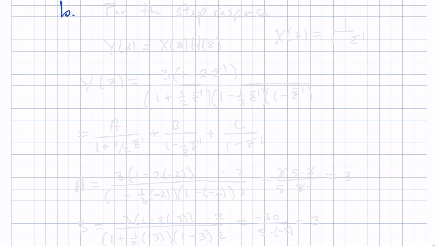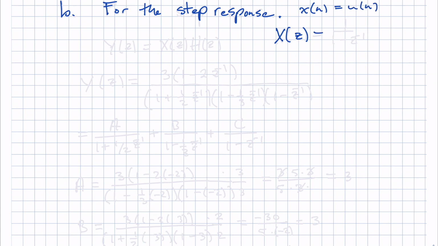Okay, in part B, we are looking for the step response. So for the step response, we take the z transform of x of n. X of n is a unit step, so the z transform is 1 over 1 minus z to the minus 1. We had derived that in class, and hopefully you can remember that, or at least look it up in a table. Because of the convolution result, y of z is x of z times h of z.